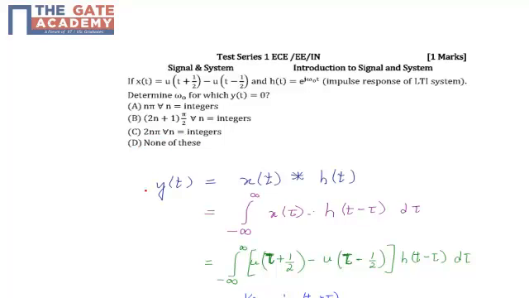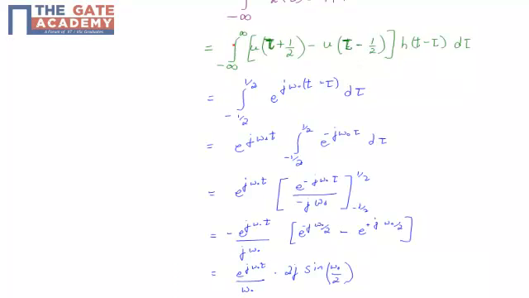So we know that for an LTI system, y(t) is equal to the convolution of x(t) with h(t). This formula is the integral from minus infinity to infinity of x(tau) times h(t - tau) d tau. Over here we substitute the value of x(t). So we get u(tau + 1/2) minus u(tau - 1/2) times h(t - tau) d tau. Since this part would change the integral limits from minus half to plus half, and h(t - tau) would be e^(j omega naught (t - tau)) d tau.